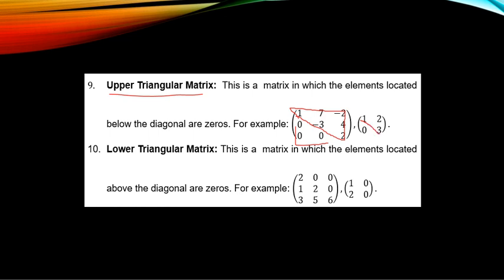Type 10, lower triangular matrix. This is a matrix in which the elements located above the diagonal are zero. Now look at it. Diagonal elements, you have 2, 2, 6. You take it down and you close. You have a triangle in the lower part, because the elements above the diagonal elements 2, 2, 6 are zeros. So this is an upper triangular matrix and a lower triangular matrix.